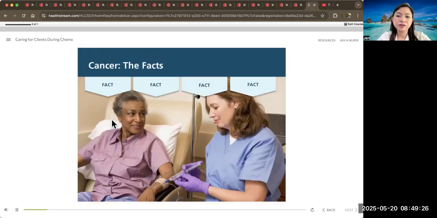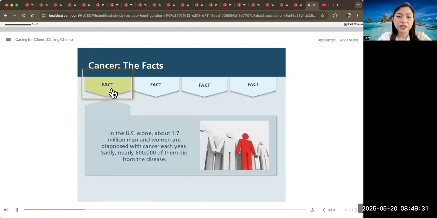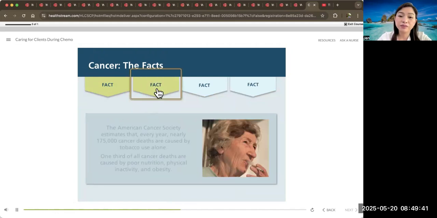Cancer, the facts. So we have 4 facts to discuss. First, in the US alone, about 1.5 million men and women are diagnosed with cancer each year. Sadly, nearly 600,000 of them die from the disease.